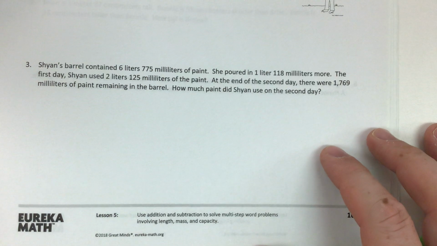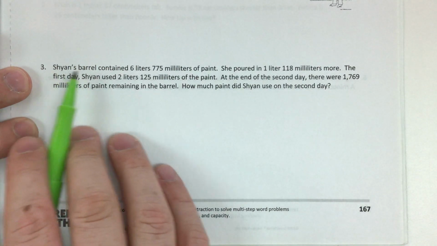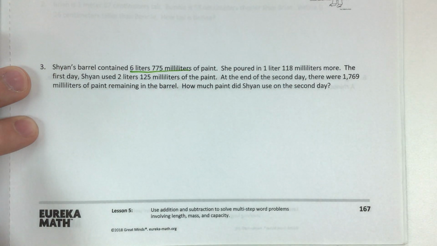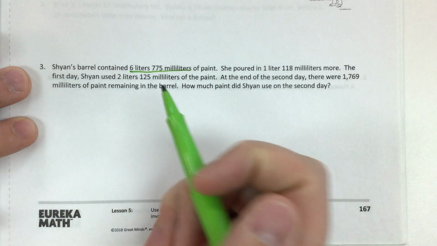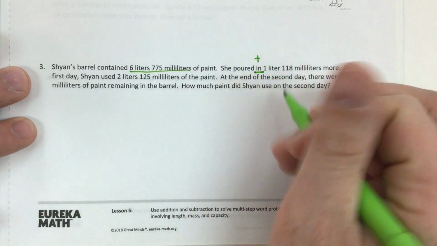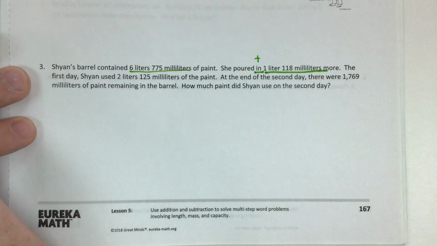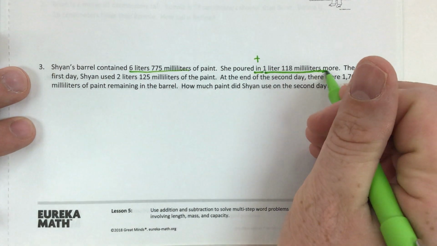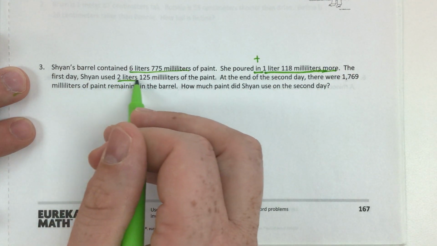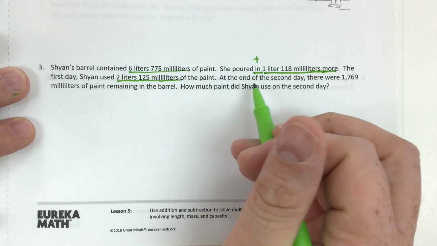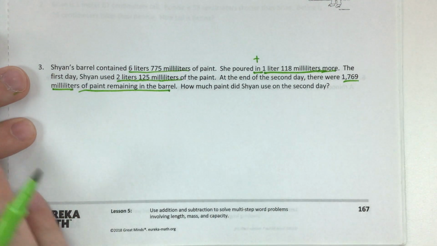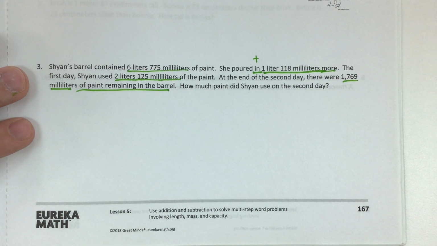All right, let's check out another problem on this page. It says Cheyenne's barrel contained this many liters and milliliters of paint. From that container, she poured in 1 liter, 118 milliliters more, addition. The first day, Cheyenne then used a total of 2 liters, 125 milliliters of the paint. At the end of the second day, there were this many milliliters of paint remaining in the barrel. How much paint did Cheyenne use on the second day?